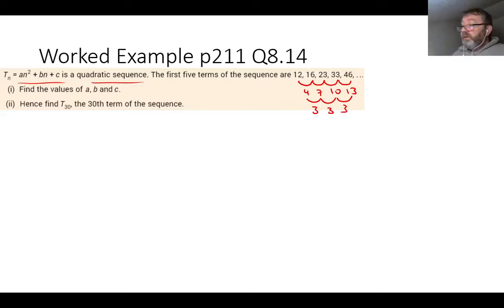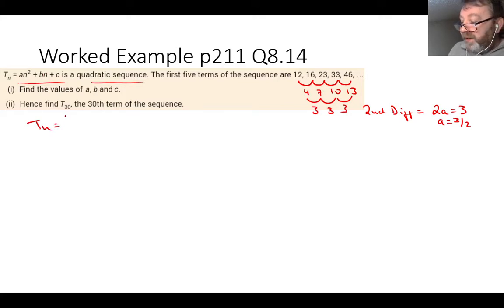Now, if 3, 3, 3 is the second difference, and I also know that the second difference is equal to 2a, well then what do I get? 2a is equal to 3, a equals 3 over 2. So I have immediately discovered what a is. So I go back to my T of n formula, and I substitute 3 over 2 in for a. So you get 3 over 2 n squared plus bn plus c.